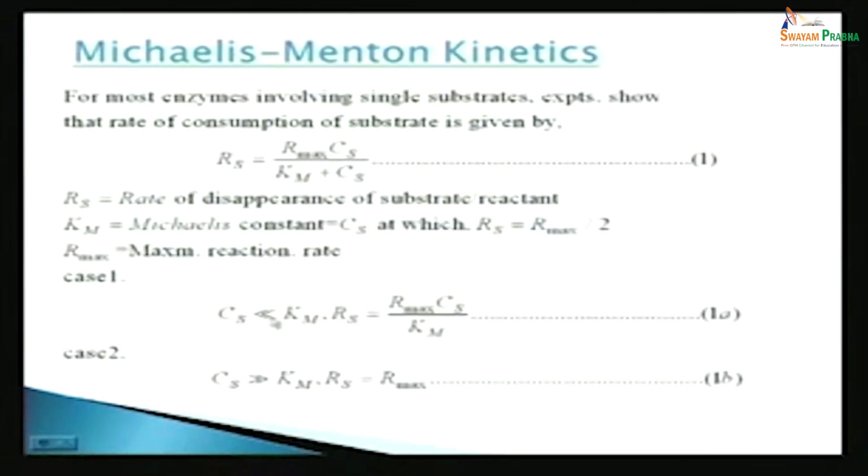So let me go through this one more time. Rs is the rate of disappearance of the substrate, or the rate of reaction. Rmax is the maximum rate of reaction. Cs is the concentration of the substrate. Km is the Michaelis constant, like a rate constant. And the value of Km is evaluated by this: Rs equals Rmax over 2. If you put Rmax over 2, then the value of Cs you get is Km, the Cs at which Rs equals Rmax over 2.